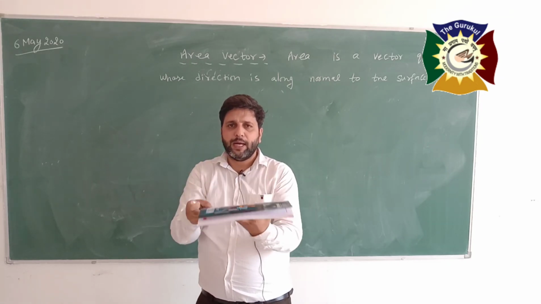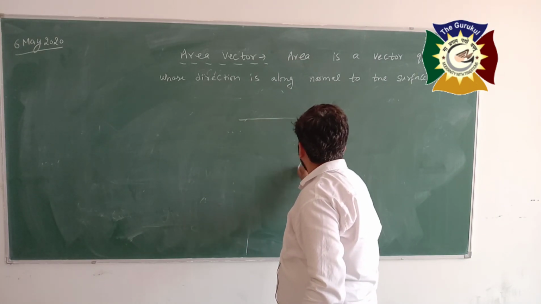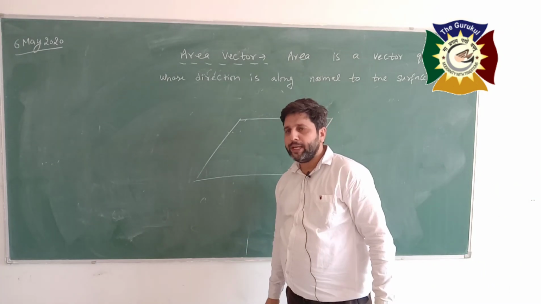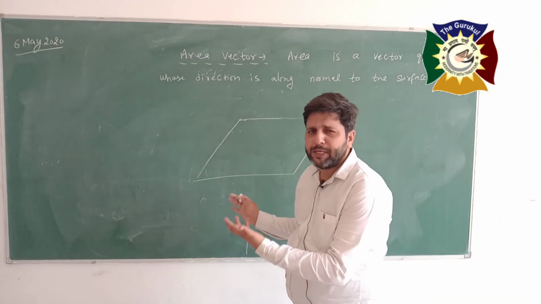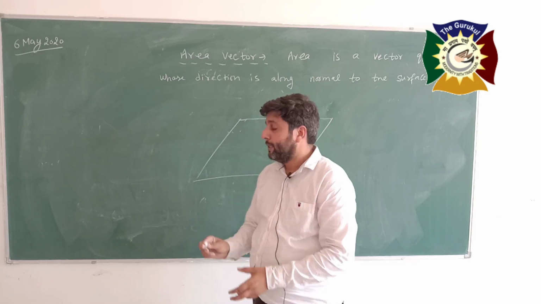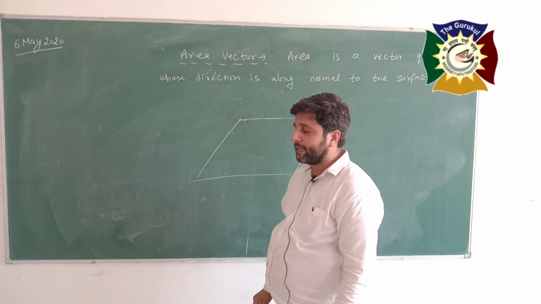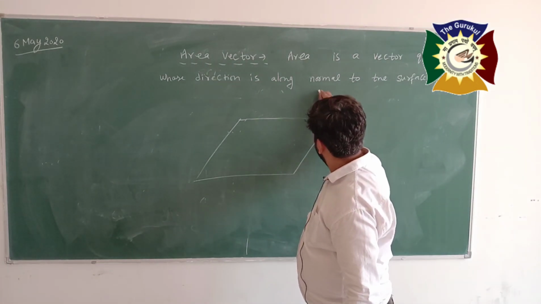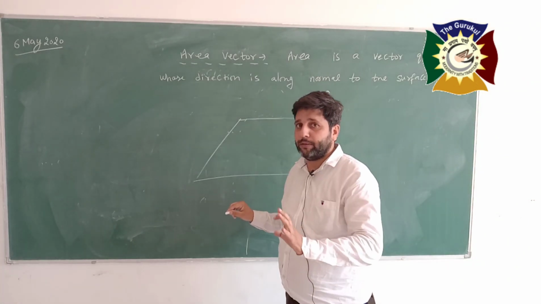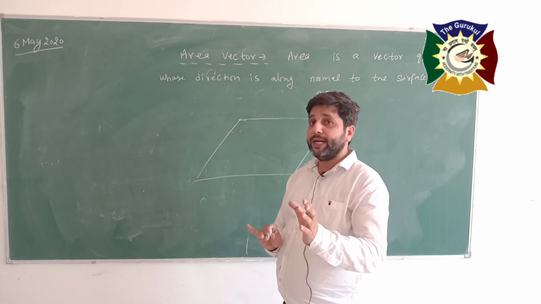Now in the same way I make a planar surface. I take the planar surface, and suppose it is a rectangular surface. Then its area will be length into breadth. Suppose S is its area, the magnitude of the area vector, and suppose I take n cap as the unit vector normal to the surface. Beta, how do you write the vector?